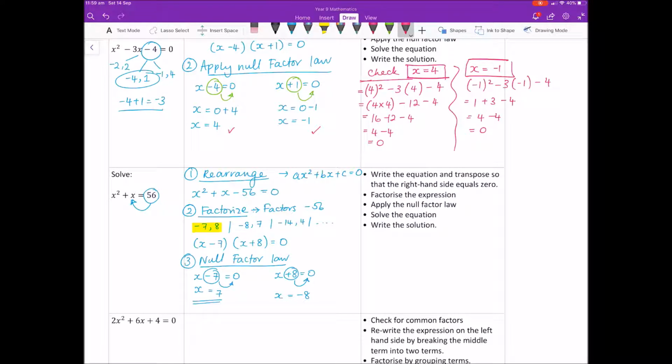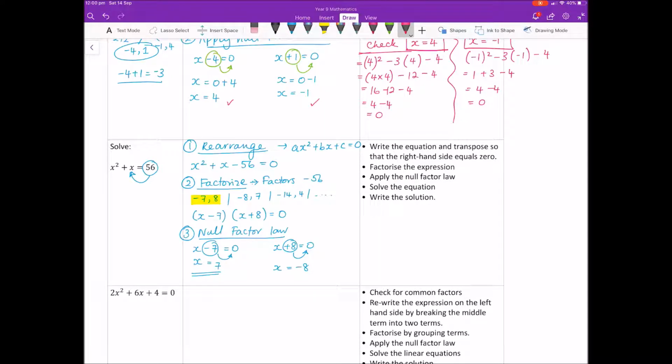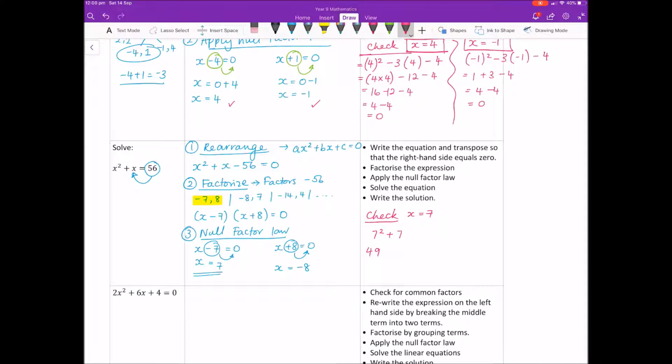Just as an option for you to check whether or not your answer is correct, we'll check to see if x equals 7 is a solution. So I'm going to substitute x equals 7 anywhere where x is. So that'll be 7 squared plus 7, which will give me 49 plus 7, which gives me an answer of 56. So we know for a fact that x equals 7 is a solution.